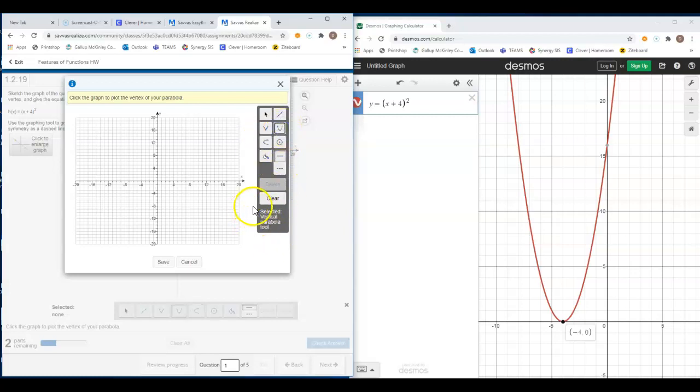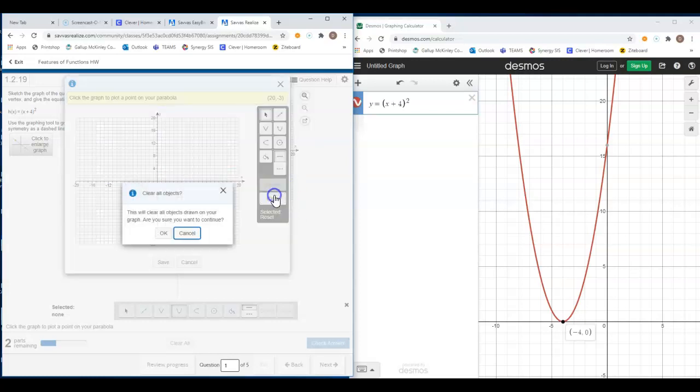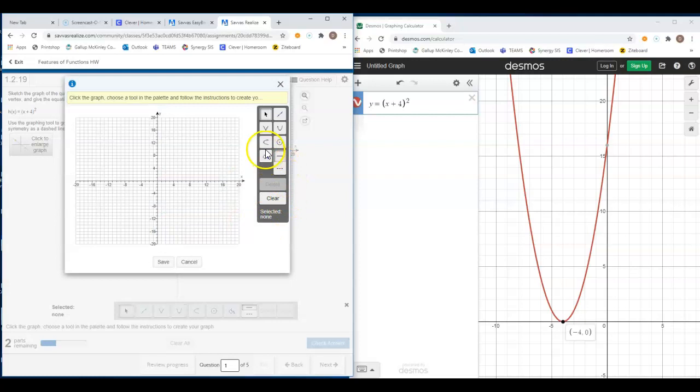With a vertical parabola tool, the first thing it tells you is you need to plot the vertex of the parabola. I look back to Desmos, and my vertex, the lowest or highest point, is -4, 0. So I'm going to go to -4, 0 and click that. If you notice, it said vertex, and up in the upper right, it shows where my point is. I'm going to click on -4, 0. That's where my point is.